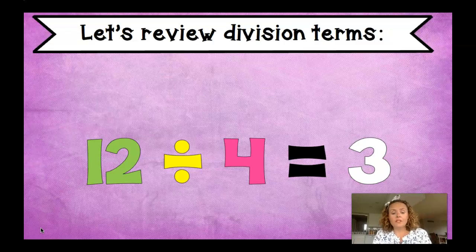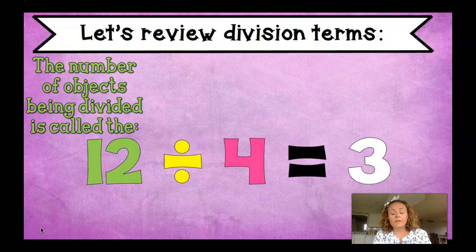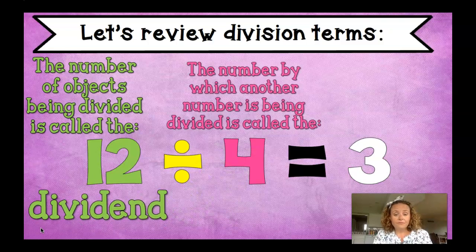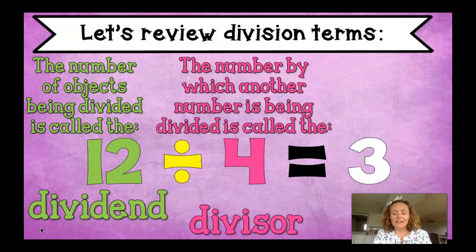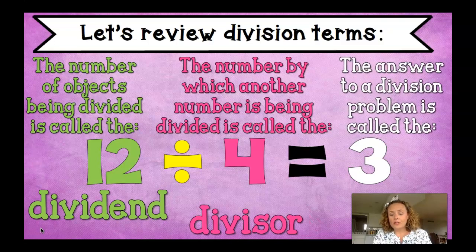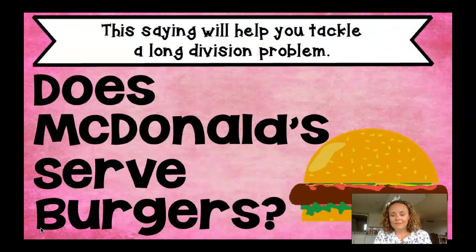So let's review division terms. Here we go. 12 divided by 4 is the same as 3. 12 is the dividend. It's the number of objects being divided. The number by which another number is being divided is called the divisor. And then we've got the quotient, the answer in a division problem. Sorry if I'm standing in front of it.